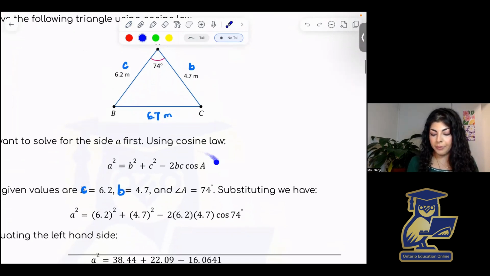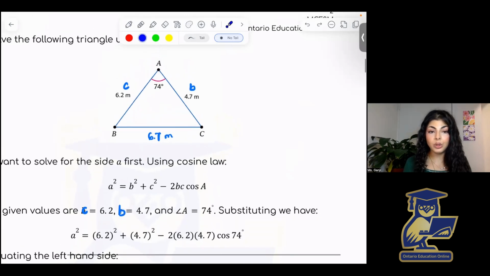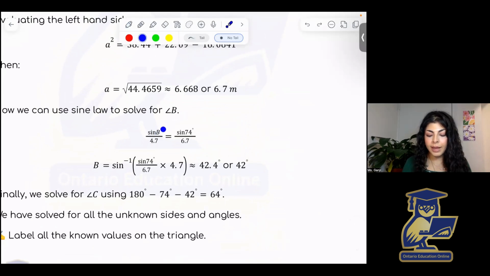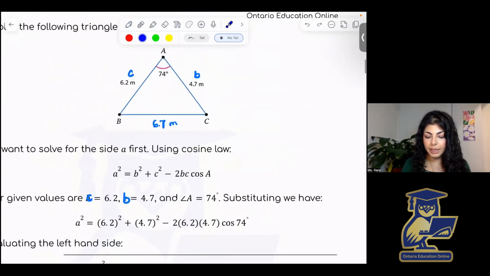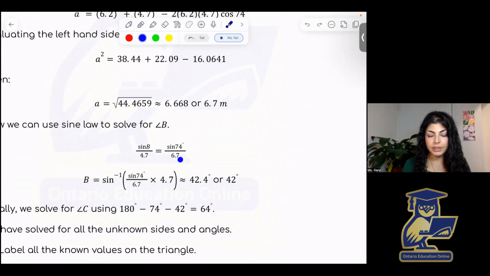As you can see, the formula for cosine law might be a little bit more complicated to solve as compared to sine law, which is just a comparison of two ratios. So I did use sine law here. So sine of angle B is to the side length 4.7 here, is equal to the sine of angle A, which was 74 degrees, to its side length 6.7.